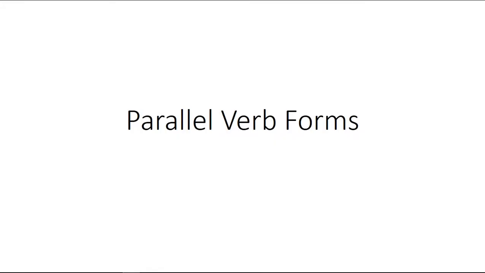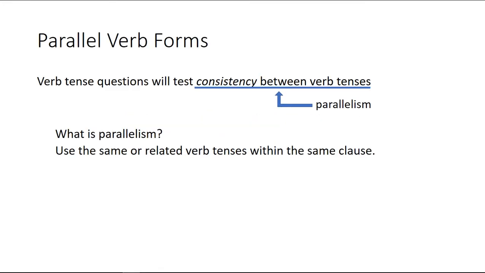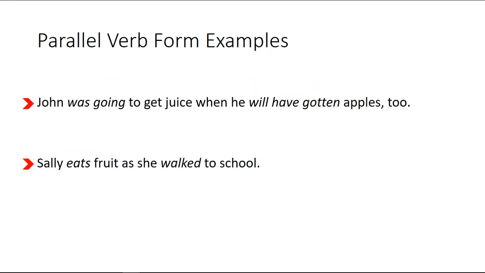Let's talk about parallel verb forms, shall we? Sounds good. All right, verb tense questions will test consistency between verb tenses, and that consistency is called parallelism. That's really important in this test, and you want to recognize when things are parallel and when they're not parallel in writing. So what is parallelism? It's when we use the same or related verb tenses within the same clause. Let's look at some examples so that makes more sense.